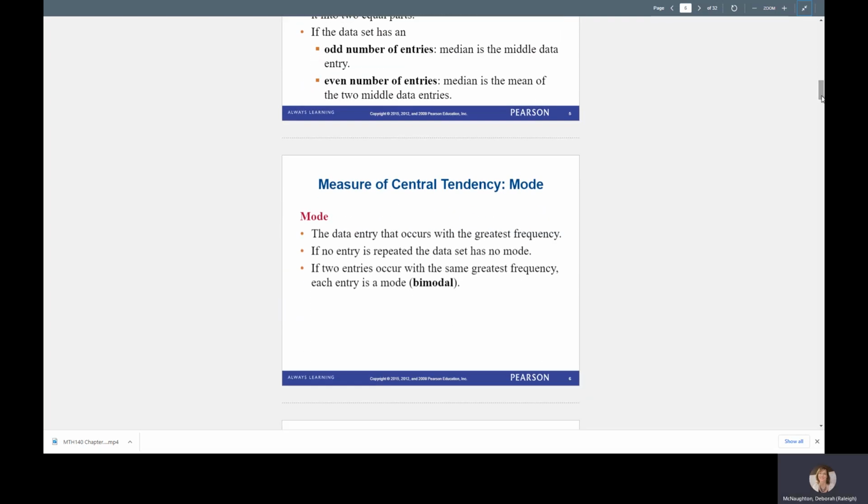And then the mode is just the number that occurs with the greatest frequency. So it's the data entry that occurs with the greatest frequency. So if no entry is ever repeated, that means there is no mode.